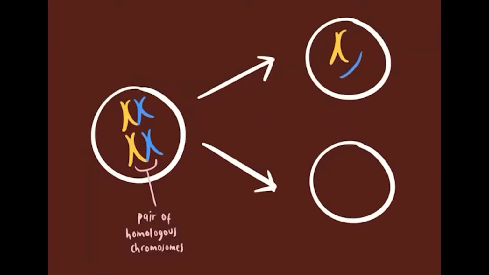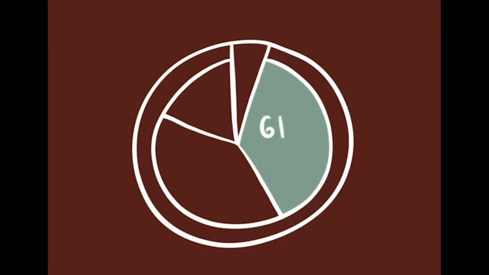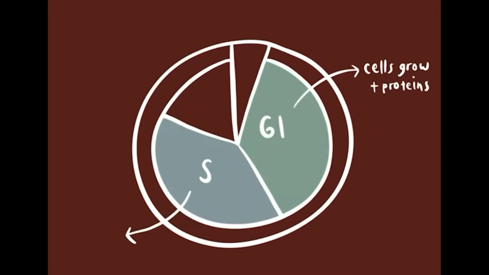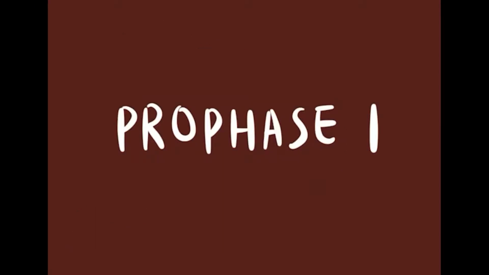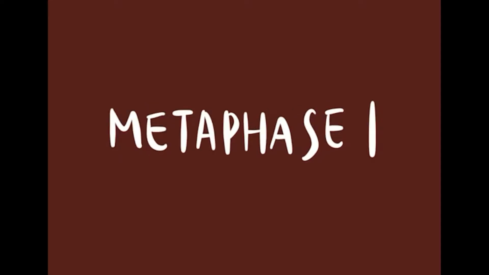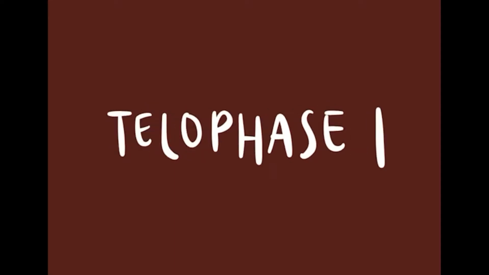The main purpose of meiosis 1 is to separate homologous chromosomes, and it is basically the first round of division. Before the actual dividing process of meiosis 1, cells will undergo interphase first. This contains three phases: G1, where the cells grow in size and make necessary proteins; S, where DNA replication takes place; and G2, where cells check for complete components for meiosis. After interphase, cells will go through prophase 1, metaphase 1, anaphase 1, and telophase 1.